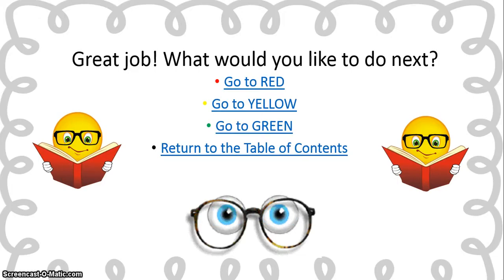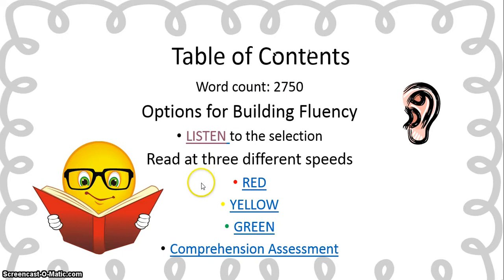After students listen to the entire story, they then have the option for the speed that they want to read the story at, or they can return to the table of contents. I'm going to go ahead and return to the table of contents because those same options are right here. So this helps students develop their fluency. They have to read the story before the words disappear off of the screen.